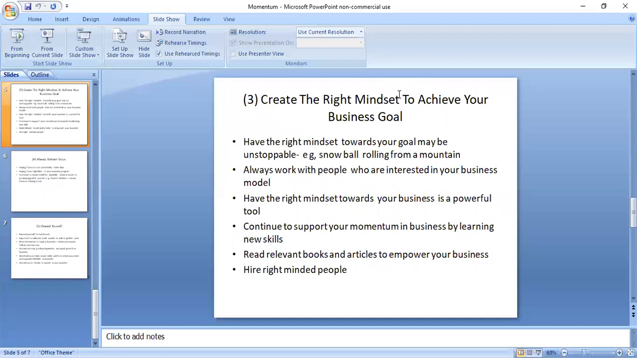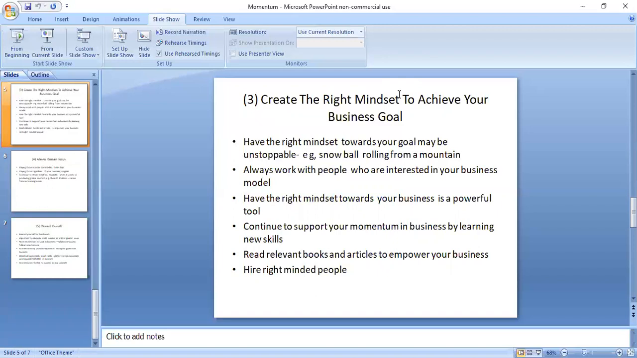My third point is that you are going to create the right mindset to achieve your business goal. In everything that we do, we have to have a mindset. And today we've been hearing about mindset, but it is important. Whatever we do, we have to have a mindset. But most importantly, we have to have the right mindset. Having the right mindset towards your goal may be unstoppable.